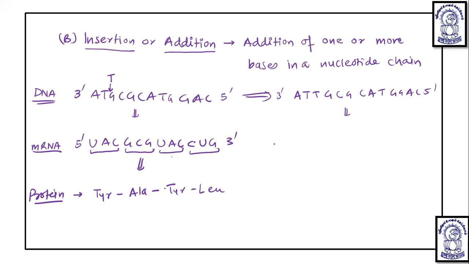Now, if we talk about the mRNA, in the mRNA you will see 5' ATT. UAA, UAG and UGA are stop codons, so we can't write UTT. Here I am changing it. I am inserting a U.